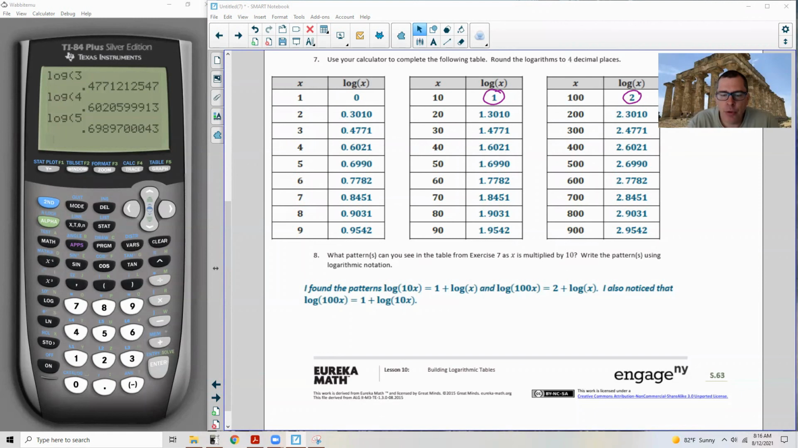So what they're trying to say is I found the pattern of log of 10x to be 1 plus the log of x. So what this is, is 1 plus the log we got over here, 2 plus the log we got over here. So this is leading up to something.